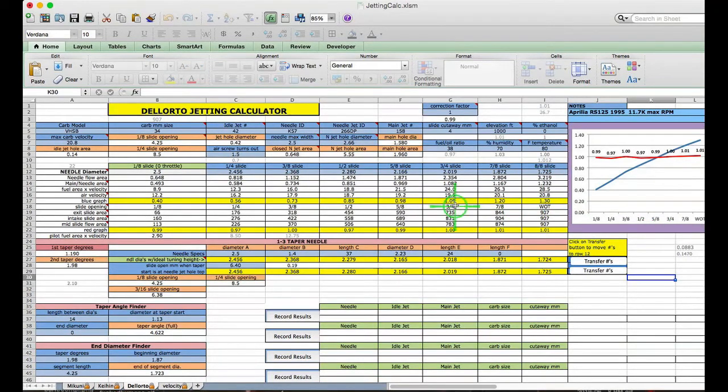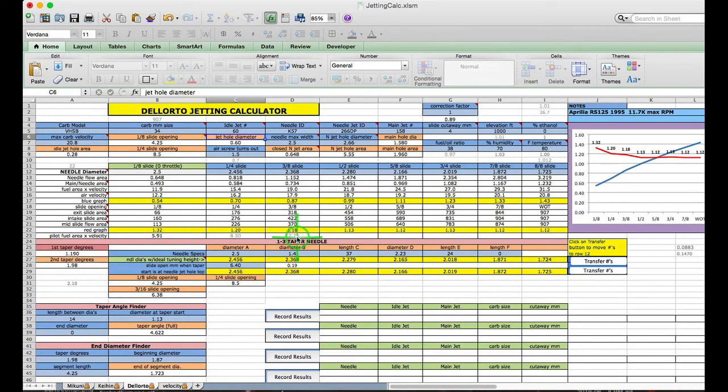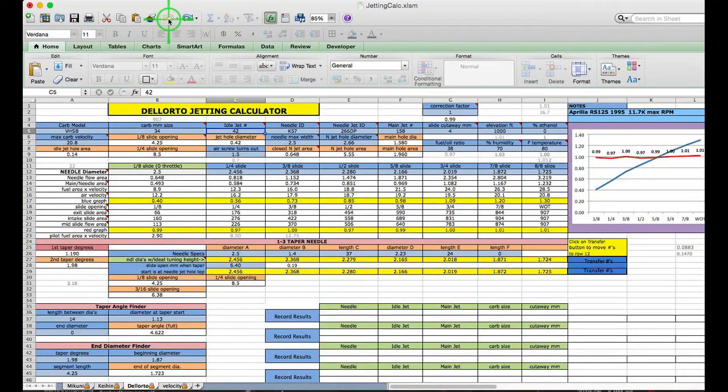Okay, so this is probably a better example to go by. If you increase the idle jet, we went up from 1.0 to 1.112 at wide open throttle. So that increased the jetting by 11% at wide open throttle.